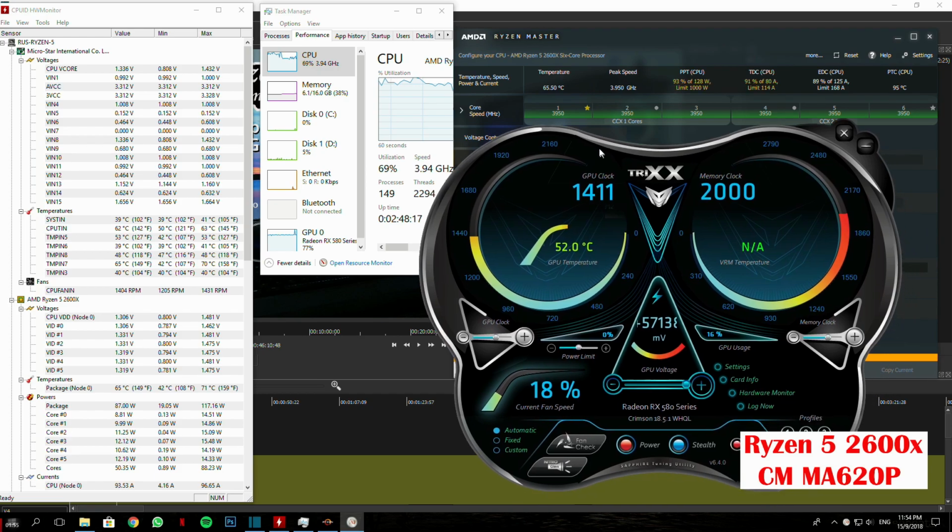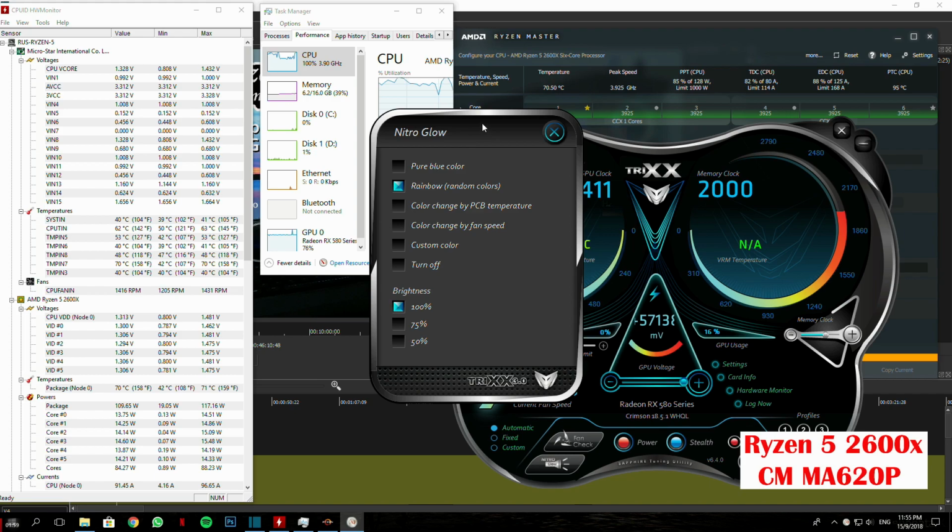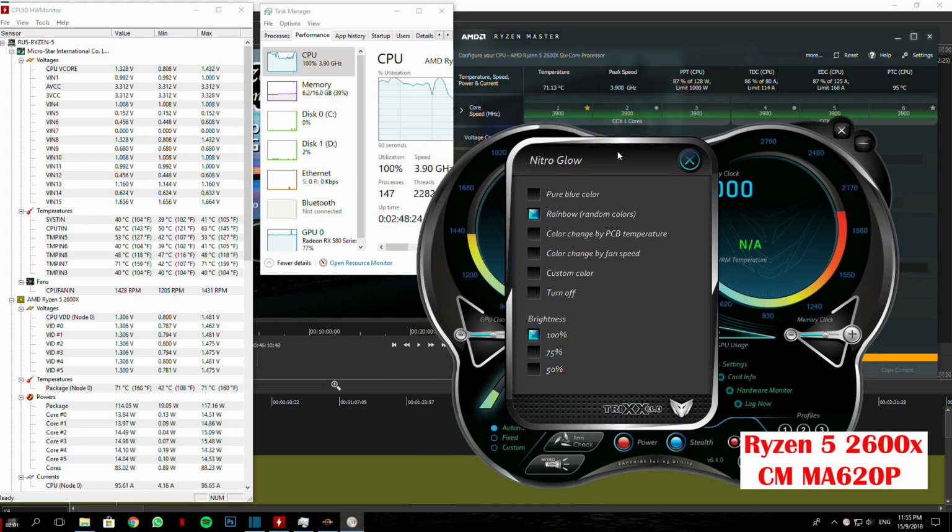So as shown here, you can see the difference. I'm also still using Shotcut, doing the export. You can see the CPU utilization reached up to 100%, and the temperature is only 72 degrees. So there's a very high difference compared to earlier using the stock cooler.